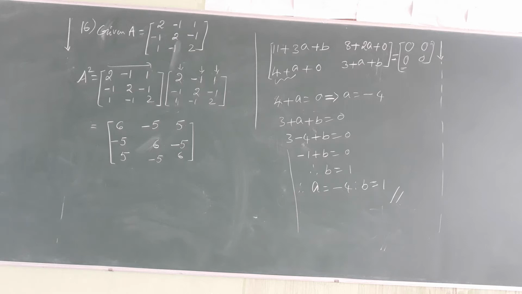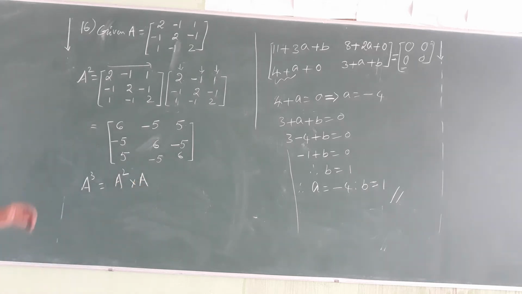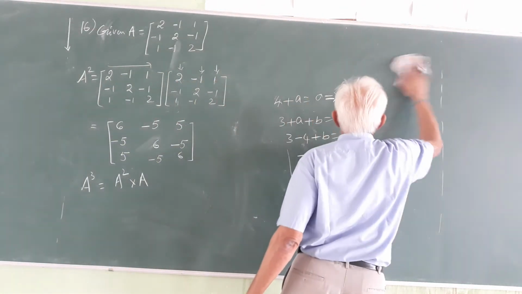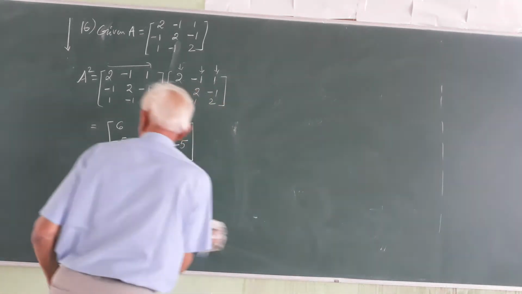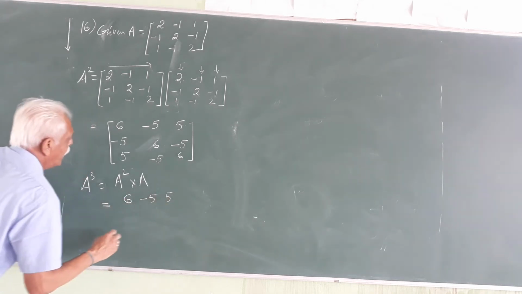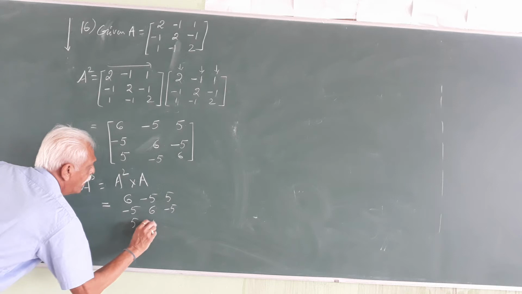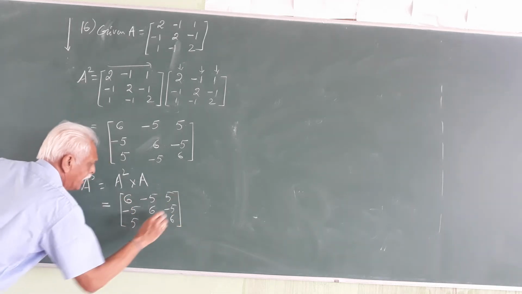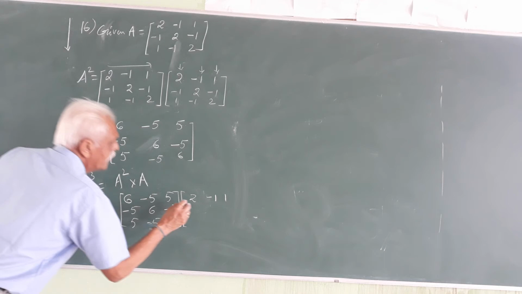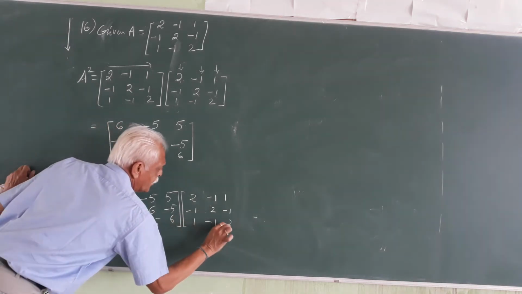This is A square matrix. Now we need A cube. A cube is equal to A square into A. Now this is nothing but [6 -5 5; -5 6 -5; 5 -5 6] into [2 -1 1; -1 2 -1; 1 -1 2].